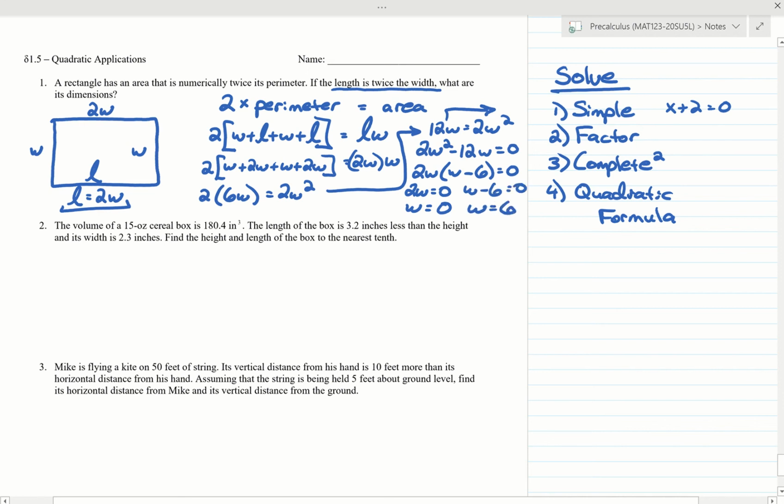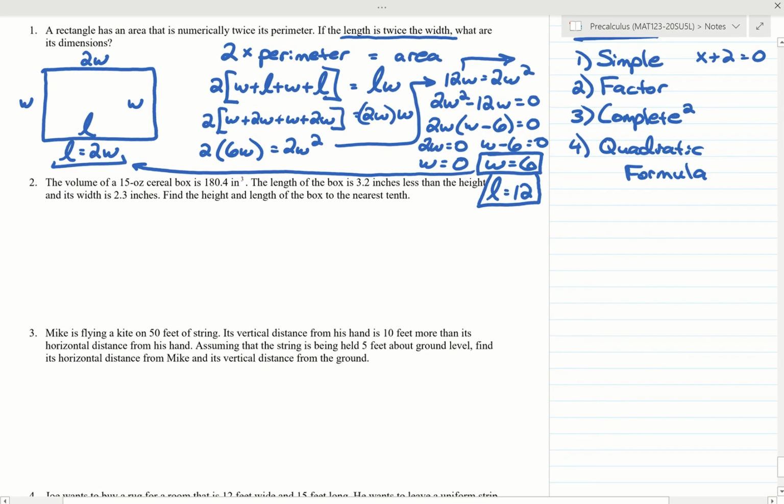Well, we have to have a width, right? So it looks like the only answer that makes sense is if w is 6. And if w is 6, we could plug that back in. 2 times 6 would be the length, which in this case would be 12. Let's move on to number 2.